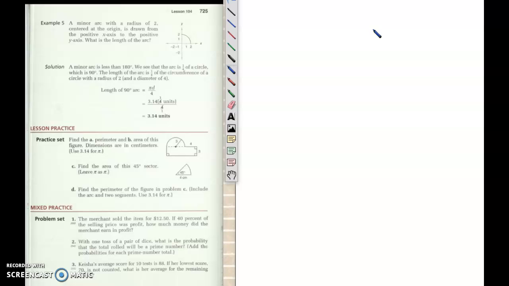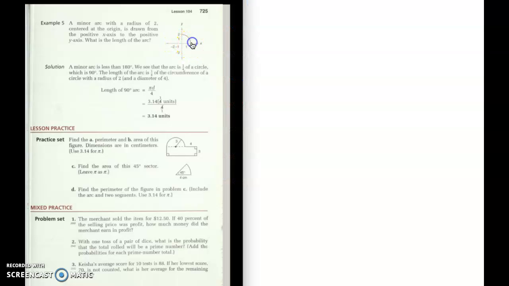All right, so we have to go back to this drawing up here. If we look up here, we see that we have a radius of 2, which is right here because it's on the x-axis. We're drawing a circle around the origin. That's what it means when it's centered at the origin. The central angle is right here at 0, 0. And we're drawing a circle all the way around 0, 0. What is the length of this arc?